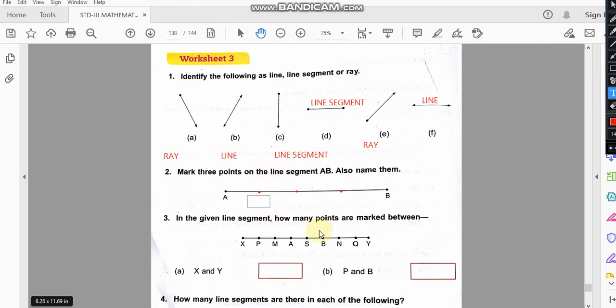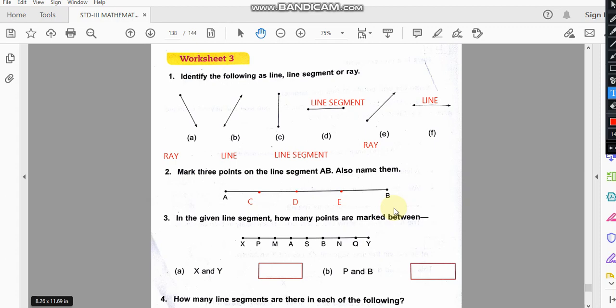So first I am writing C, next I am writing D, and the last one I am making F or E. Okay, C, D, E. You can mark any name, you can write any name, X, Y, Z also, P, Q, R also. So I have written C, D, E. Now next question number 3.